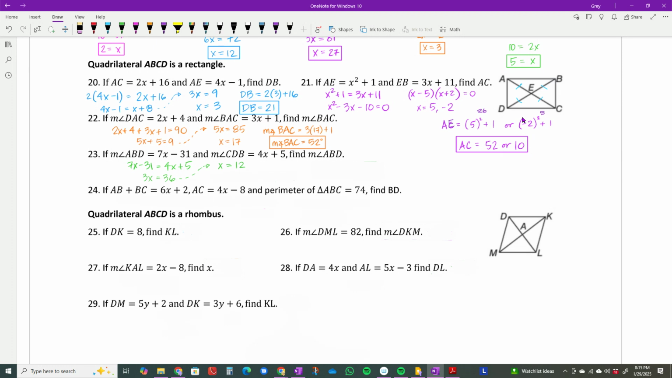And then I go back and go, what are they asking me for? They're not asking me for x. They're asking me for the measure of angle ABD, which is 7 times x, x being 12, minus 31. So the measure of angle ABD is 53 degrees.